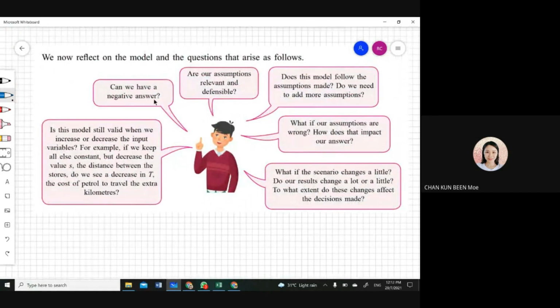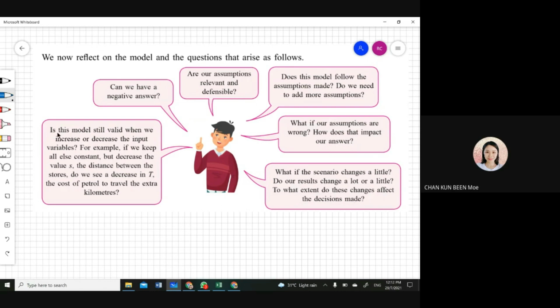Can we have a negative answer? You will ask yourself, are our assumptions relevant and defensible? Does this model follow the assumptions made? Do we need to add more assumptions? What if our assumptions are wrong? How does that impact our answer? What if the scenario changes a little? Do our results change a lot or a little? To what extent do these changes affect the decisions made?